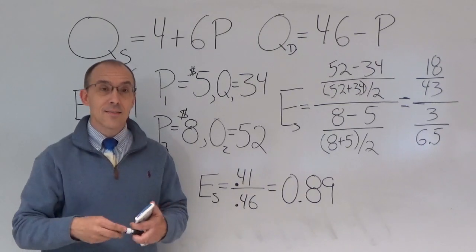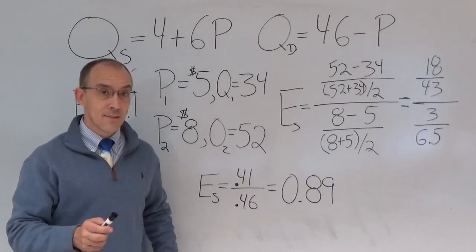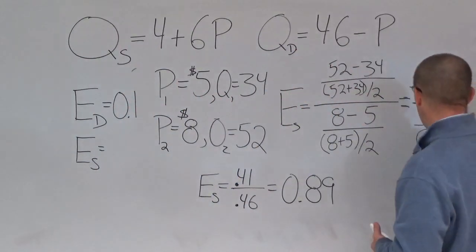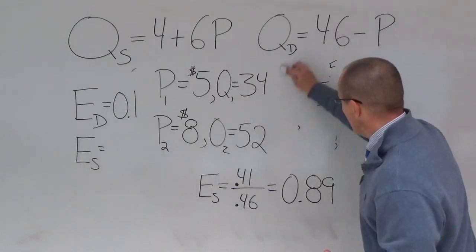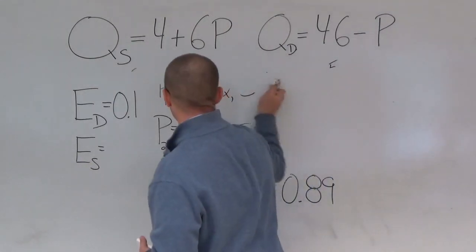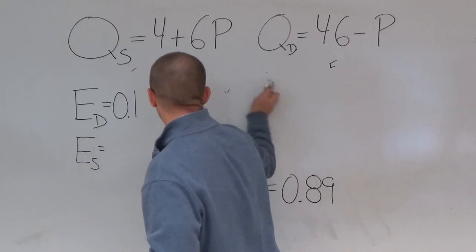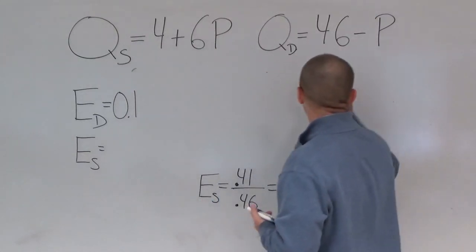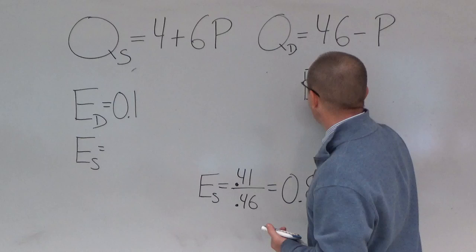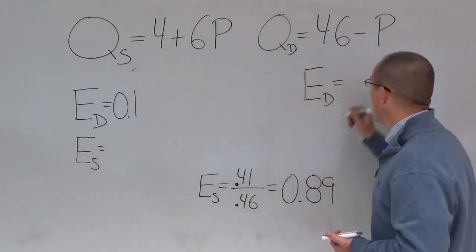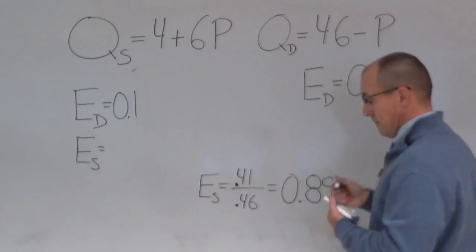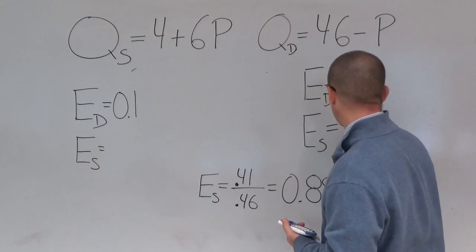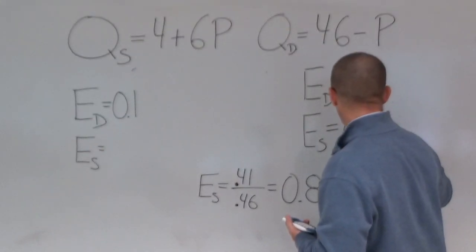Now, the key thing here with the elasticities is the comparison between the two elasticities. Let me erase some of this, and then we'll talk about what the elasticities can show us about the tax burden. We'll get rid of all of this. And we have a situation here where my elasticity of demand is 0.1. And my elasticity of supply within this region is 0.89.